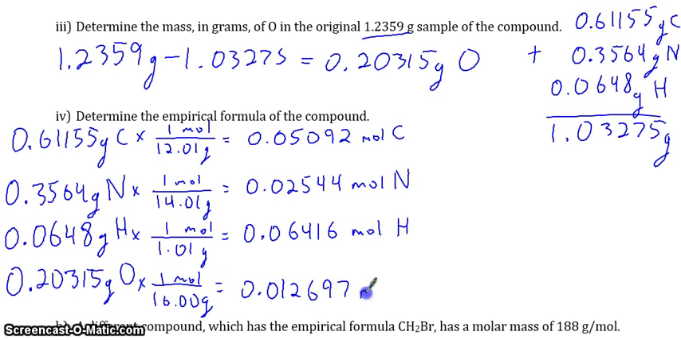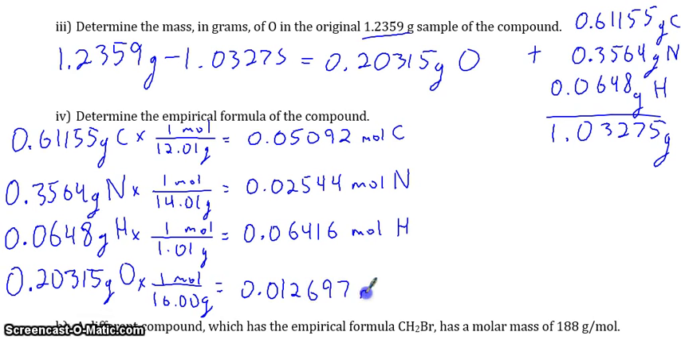The next step is to divide by small. If we divide by small, it looks like the smallest one is this one at the bottom here. Oxygen looks to be the smallest, so we'll divide all of them by oxygen. Now oxygen will become 1. Divide each of these by 0.012697. And this hopefully will give us an insight into the compound. So oxygen becomes 1. We have 1 mole of oxygen.